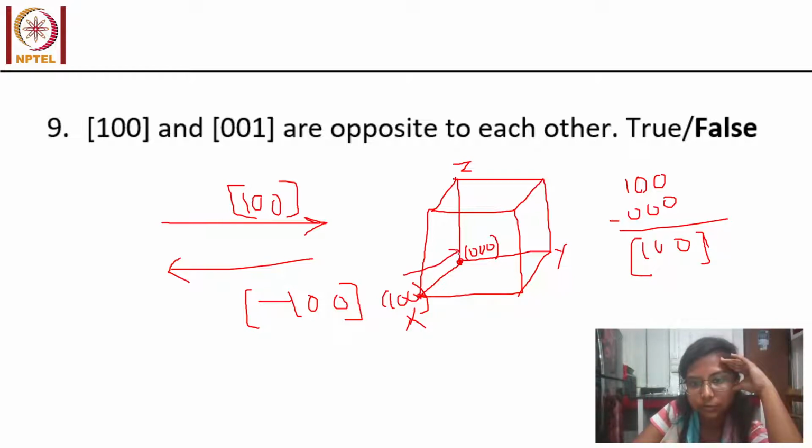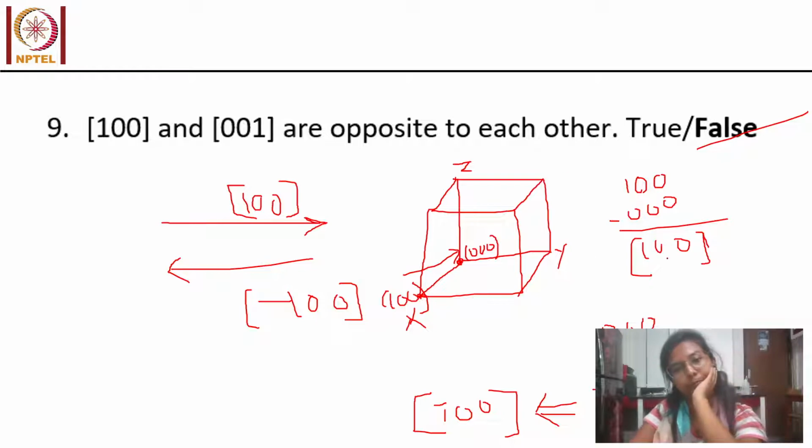Then if we want to find out the opposite direction, right? Then this will become my tip, this will become my base. So what we have to do, if this is becoming my tip, then the 000 will go, and here we will have 100. 0 minus 1, which is equivalent to minus 1, 0, 0. Thus this is false.